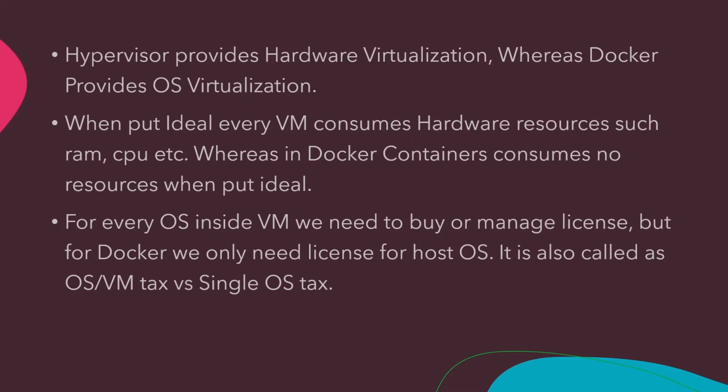The hypervisor provides the hardware virtualization for the virtual machine. We saw that the hypervisor provisions the system infrastructure resources to each virtual machine, whereas the Docker engine communicates with the host operating system. So we can say that Docker provides the OS virtualization, whereas the hypervisor provides the hardware virtualization, because Docker does not communicate with the hardware. It communicates with the operating system, and the operating system in turn communicates with the hardware.